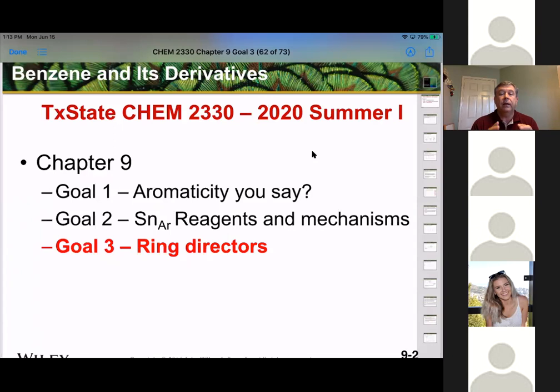That's the whole point of ring directors, is things that are partially positive or have a positive charge are going to not make that positive charge happen on that same carbon, and things that actually can help stabilize that positive charge will actually direct things to different positions. So that's the key here, is that positive charge going around the ring, whether or not the group already attached to the ring is going to help that positive charge or hurt that positive charge. Okay?